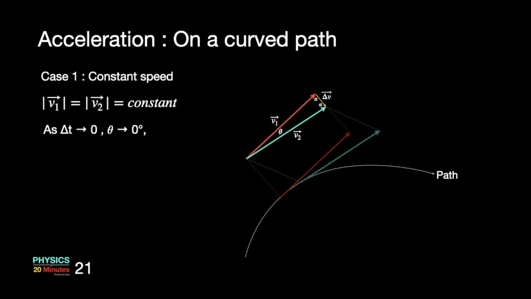As theta tends to 0, vector delta v will tend to become perpendicular to both the vectors v1 and v2. Therefore, alpha will tend to 90 degrees. Since the acceleration vector has the same direction as that of the vector delta v, it will also point perpendicular to the velocity vector. Therefore, the angle between the velocity vector and the acceleration vector will be 90 degrees.